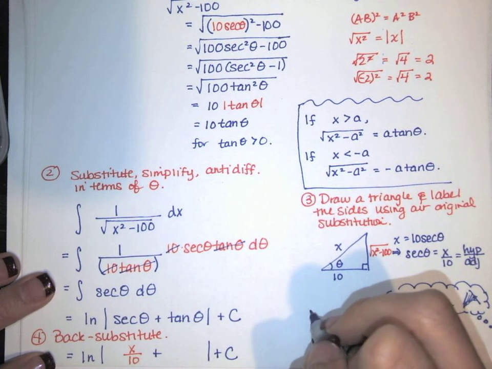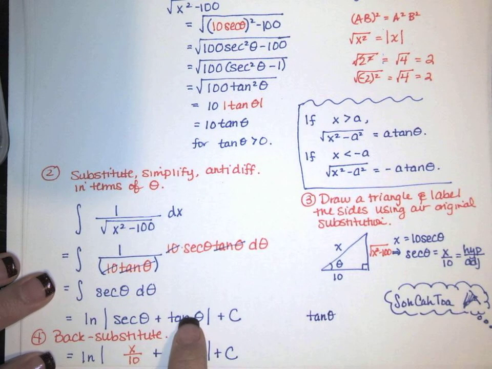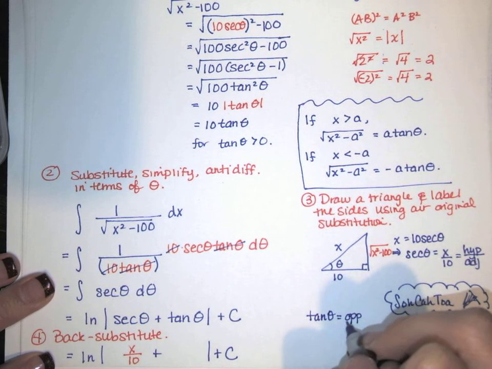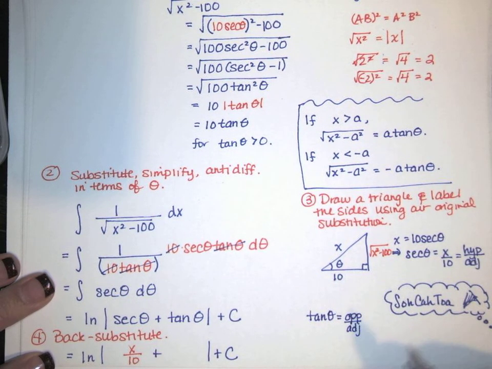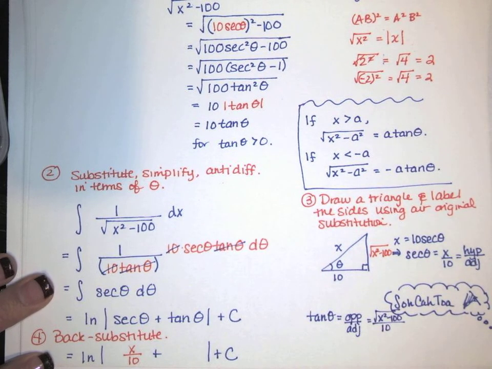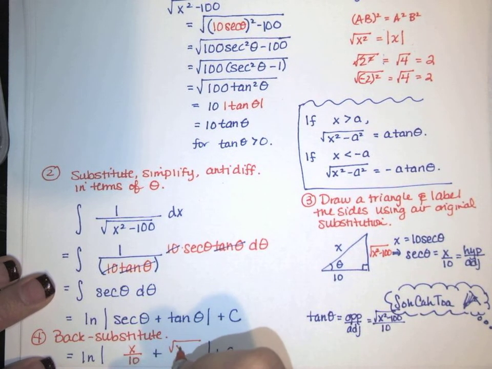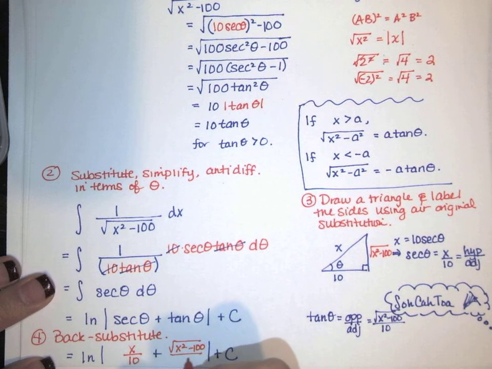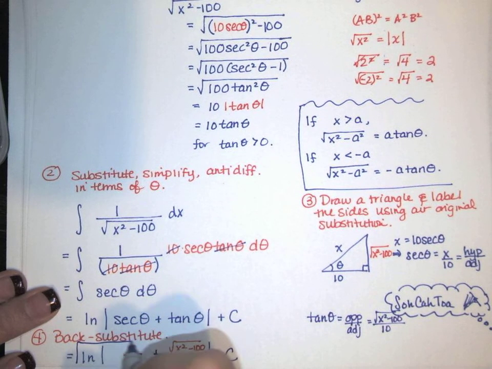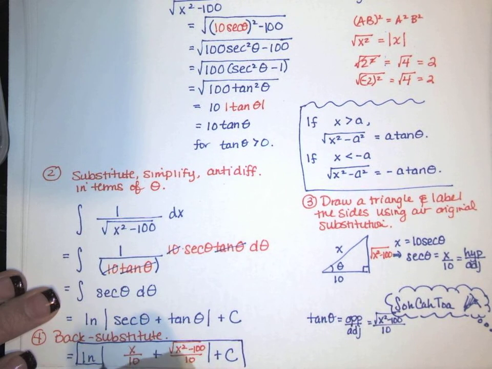And tangent, that's the other one I need to know. From SOHCAHTOA is opposite over adjacent. Side opposite theta is that square root. The side next to theta is just 10. So we get this right here. And that is good enough for me, guys. That's our final answer.